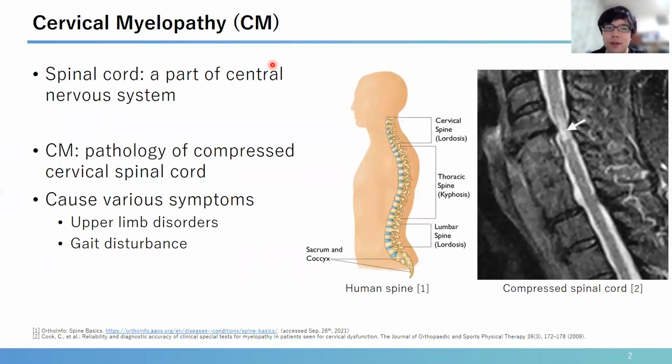First, I want to introduce cervical myelopathy. The spinal cord is a part of the central nervous system which connects the brain and body. The spinal cord near the neck is called the cervical spinal cord. It is sometimes compressed by some regions, such as degeneration of bones. This pathology is called cervical myelopathy. Cervical myelopathy causes various symptoms, such as upper limb disorders and gait disturbance.